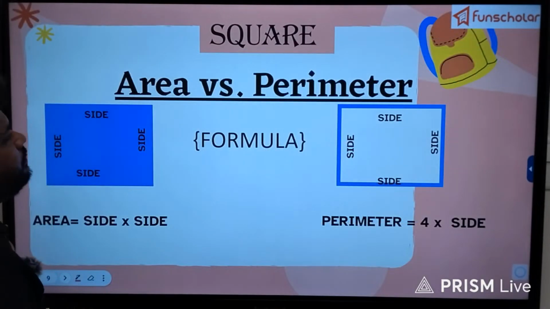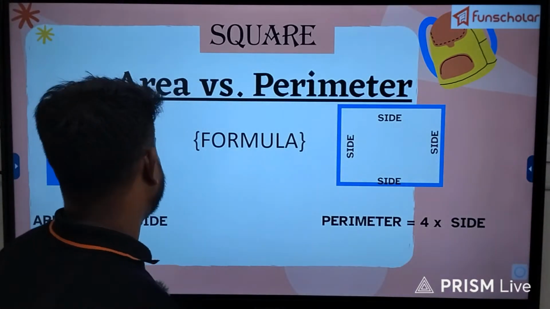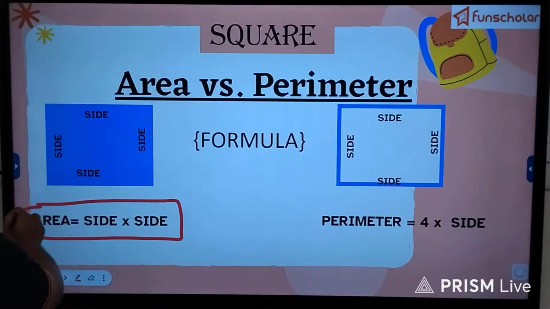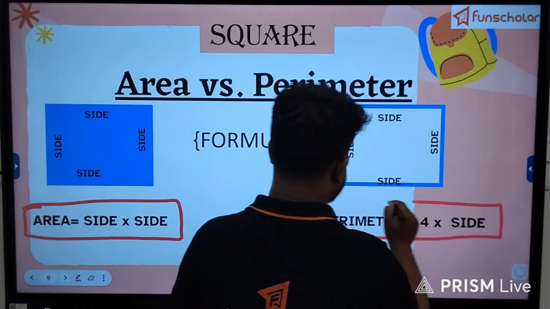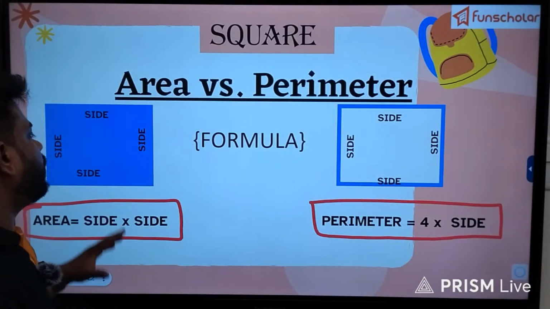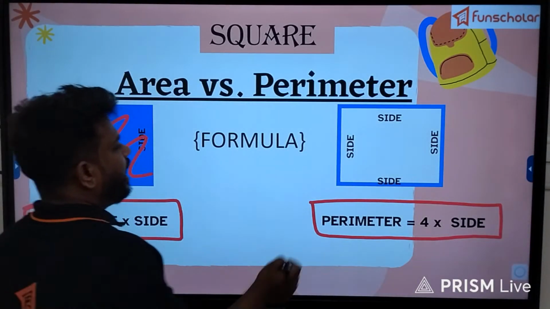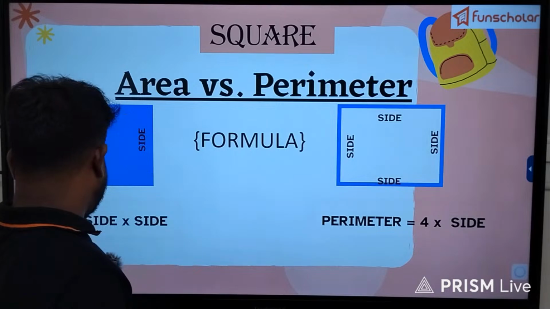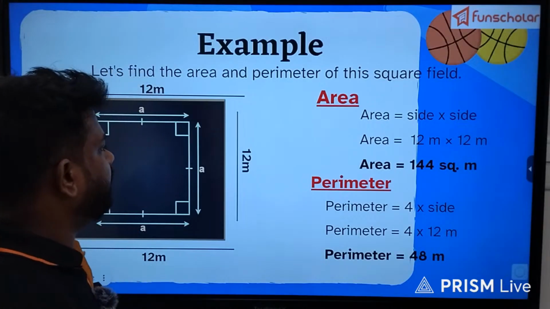Next, area and perimeter. Now we are going to learn about the formulas of area and perimeter. For a square, the formula of area will be side into side, and the perimeter of a square is 4 into side. Talking about what area and perimeter mean, area means the whole inside part and perimeter is the border.